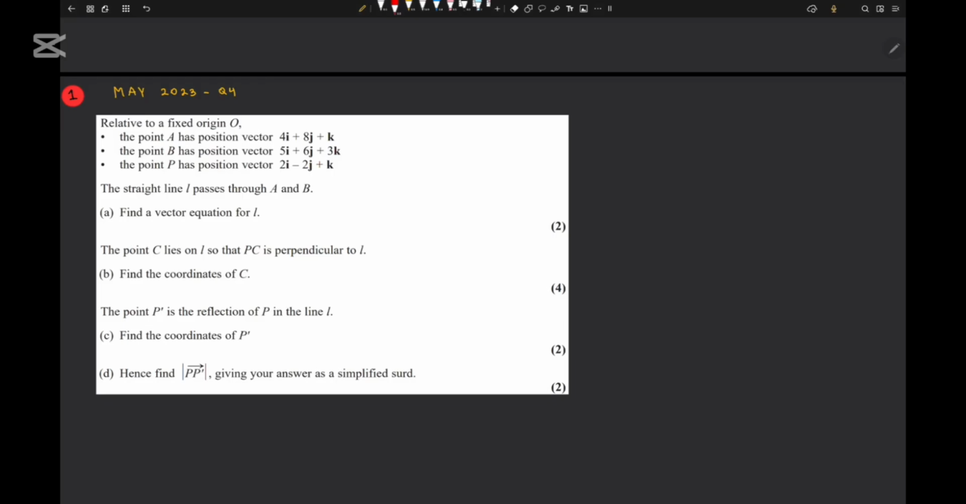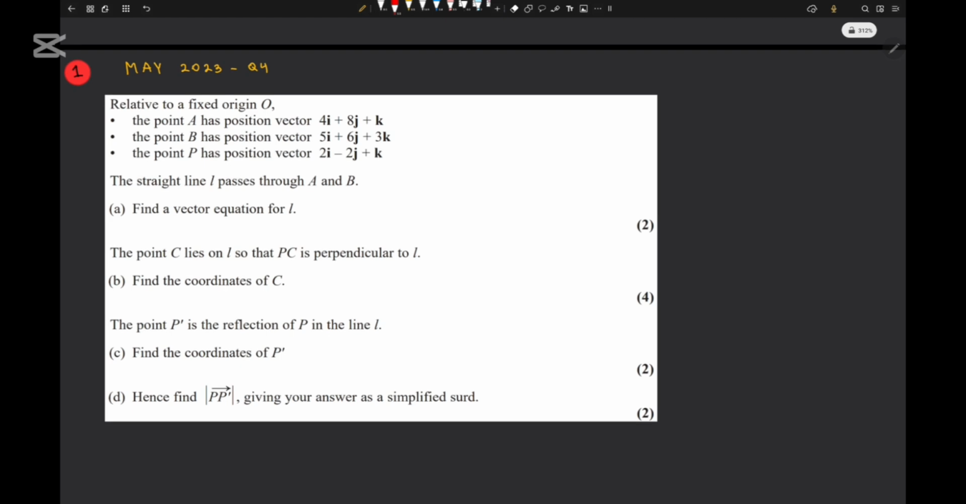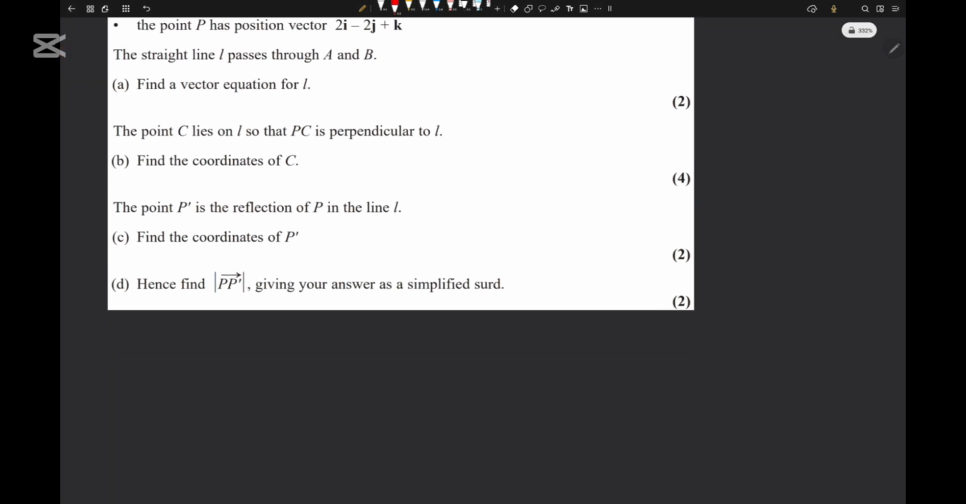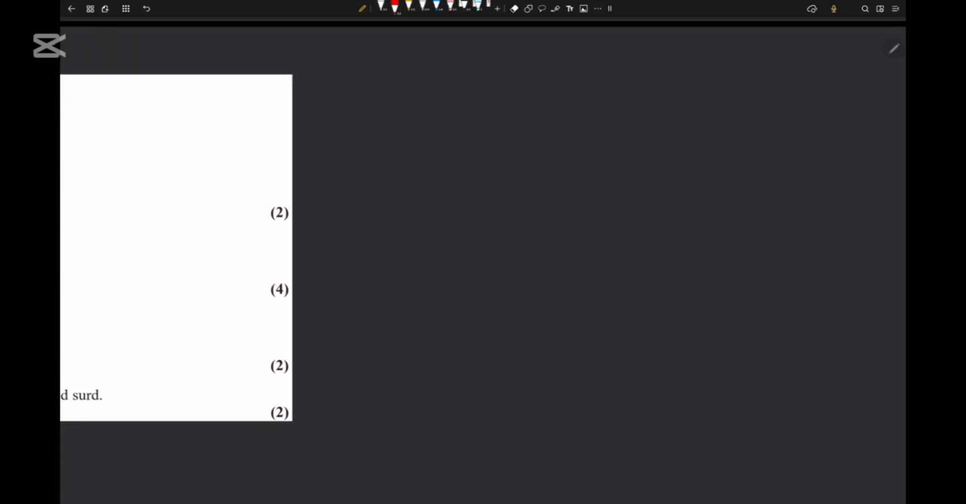So now let's look at some questions regarding vectors. I hope solving this question will clear up all your confusions in the vector topic. Now let's first look at the question from a recent paper, which is May 2023, question 4. So relative to a fixed origin O, the vector OA vector is given and OB and OP vector is also given. Now the straight line L passes through A and B. Now we need to find a vector equation for line L.